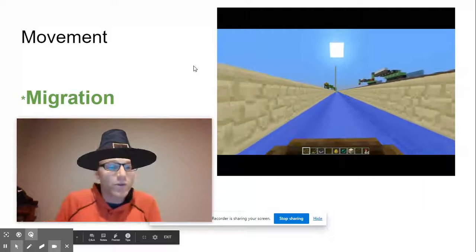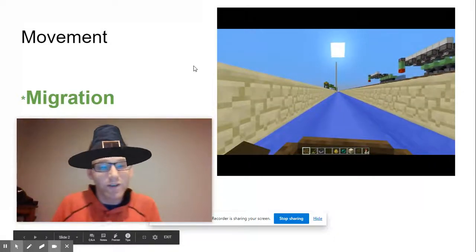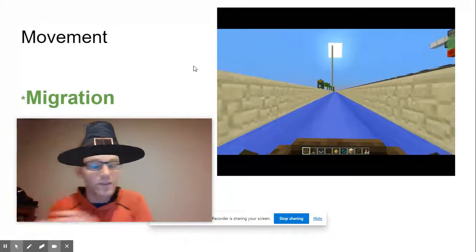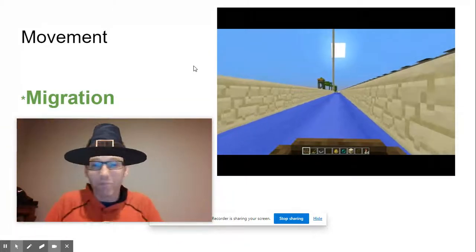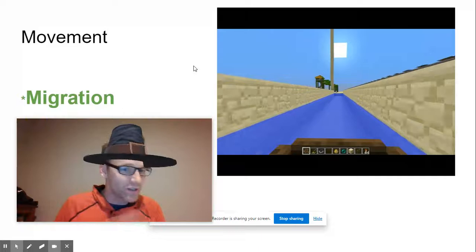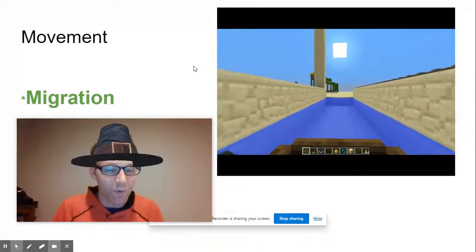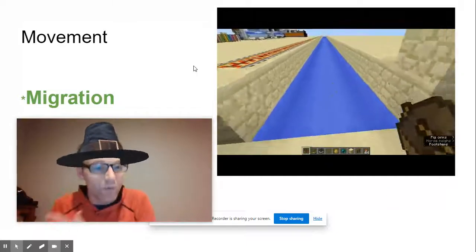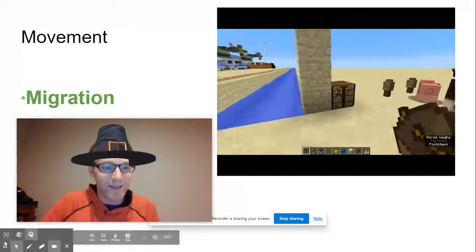And then also the pilgrims. Sometimes people would migrate to escape religious persecution. So they're leaving one place, going to another, traveling months in a boat to be able to cross the ocean and get away from persecution. And so that would be another reason to migrate or to move from one location to the next.